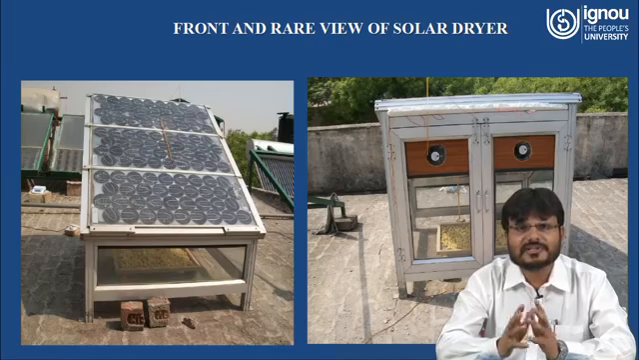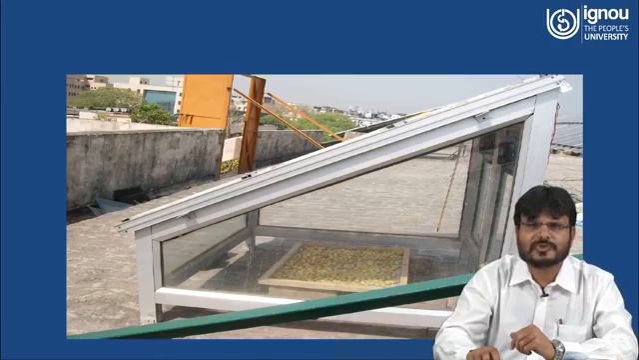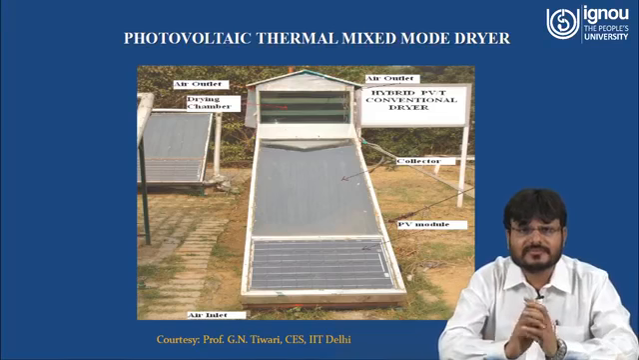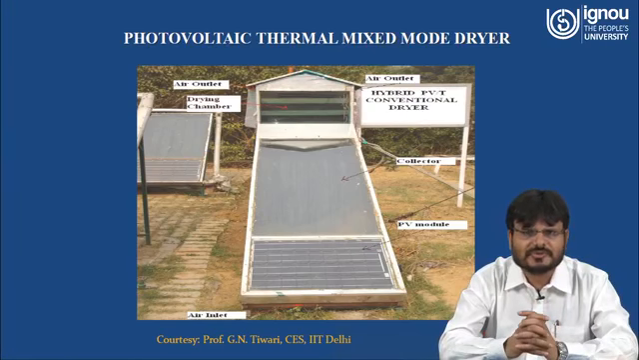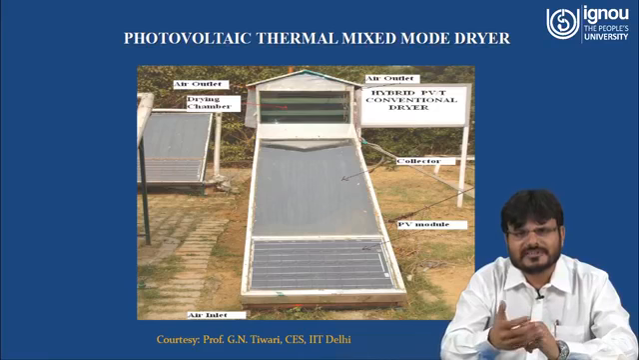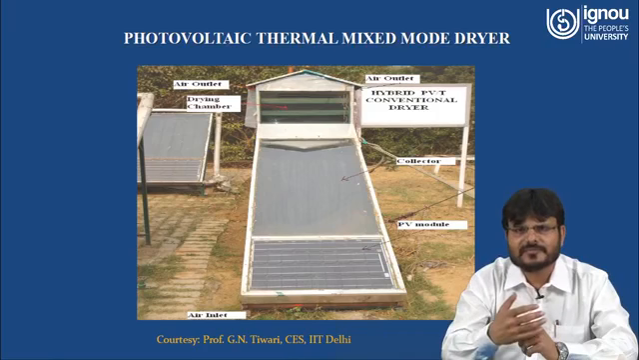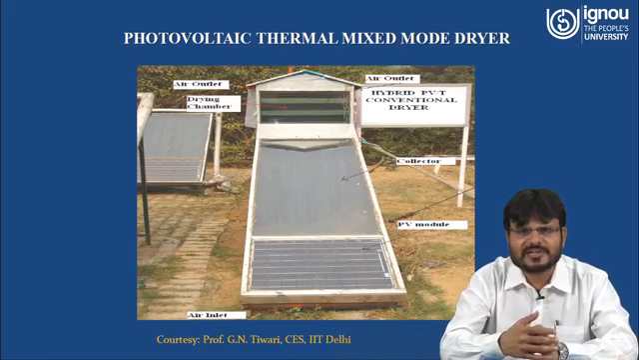Here you can see the front and rear view of the solar dryer. Again you can see this diagram, how the particular product that you want to dry is placed inside of the chamber. And this is another type, photovoltaic thermal mixed mode dryer. Why is it called mixed mode? That means you are using the collector also, you are using the PV module also. So it is called a hybrid PV dryer. This particular PV module is used to operate the DC fan to increase the airflow of this particular dryer.